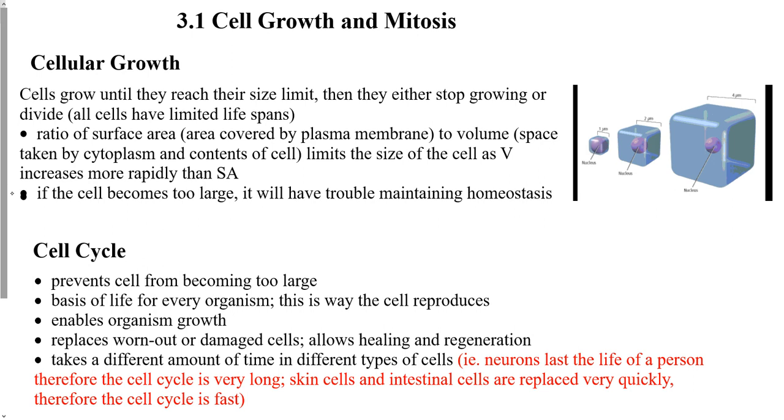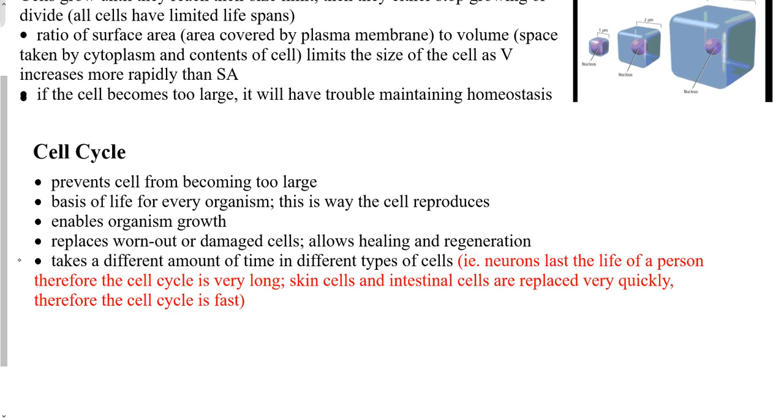So what ends up happening is, if the cell becomes too large, it has trouble maintaining homeostasis. Okay. We don't have that problem because we have a transport system that helps to move things. We don't rely on diffusion, so it's a little bit different for us. Okay. Now, the cell cycle prevents cells from becoming too large. It's the basis of life for every organism. This is the way the cells reproduce.